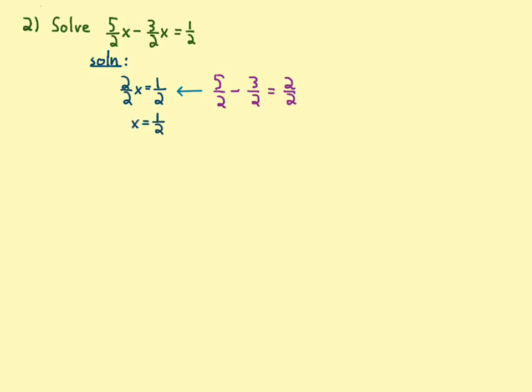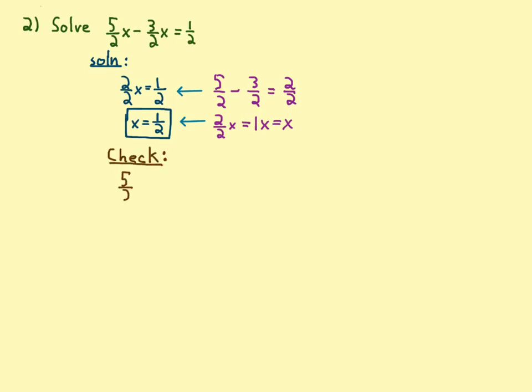Right? And then 2 over 2 is just 1. 1 times x is just x. So x equals 1/2. And I just wrote it out over here to make sure you know what I'm doing there. So these are pretty straightforward.